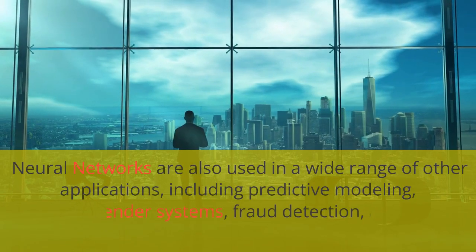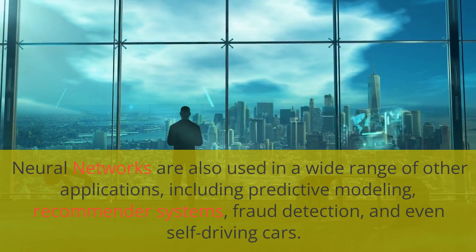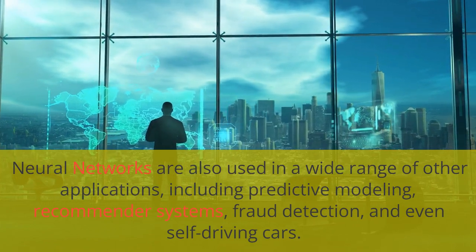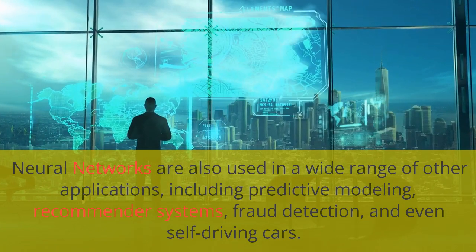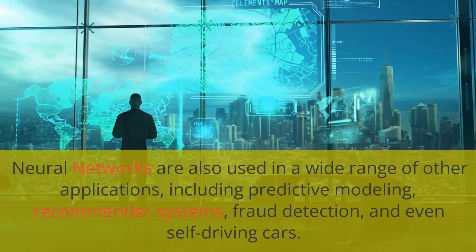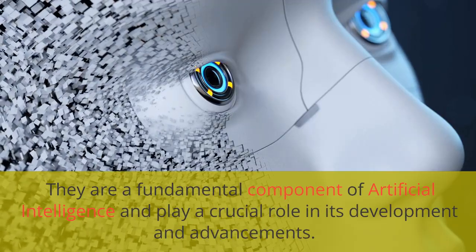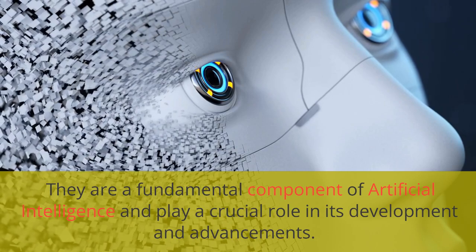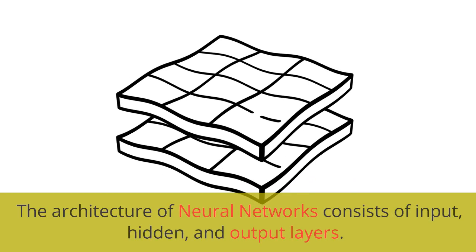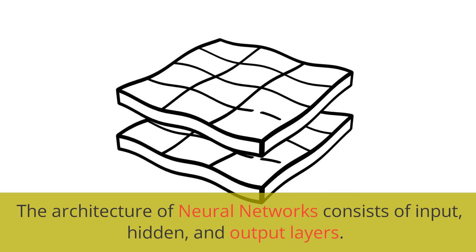Neural networks are also used in a wide range of other applications, including predictive modeling, recommender systems, fraud detection, and even self-driving cars. They are a fundamental component of artificial intelligence and play a crucial role in its development and advancements. The architecture of neural networks consists of input, hidden, and output layers.